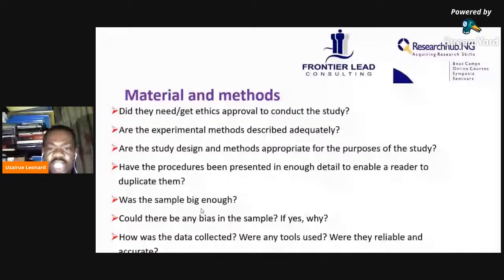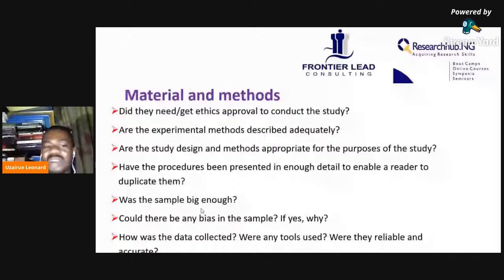For example, if they use normal saline, then you are using another kind of saline, you must be able to state specifically what is done, the modification that was introduced to the method you are using. Now, the next one is: are the study design and method appropriate for the purpose of the study?